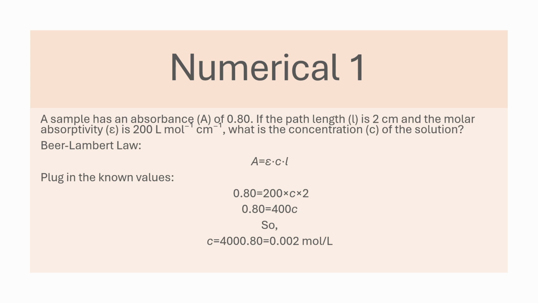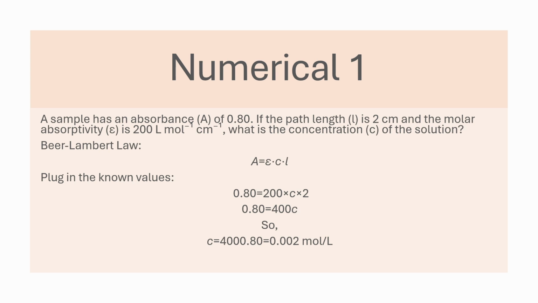The first thing you do when you get a numerical problem is to note down the values that are already given in the problem. Now we have absorbance A, which is 0.8. Then we have the path length L, which is 2 cm. And we have the molar absorptivity epsilon, which is 200 liter per mole centimeter. According to the formula, A is equal to epsilon into C into L. The only value that is not given here is C, which we are supposed to find.